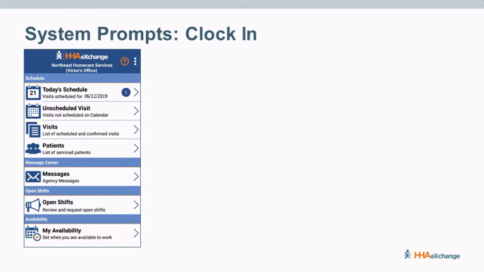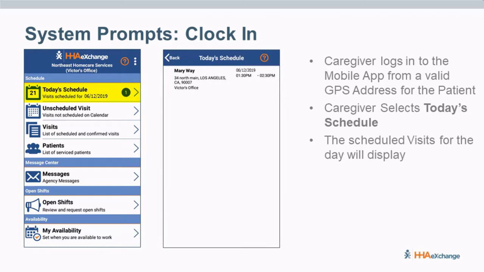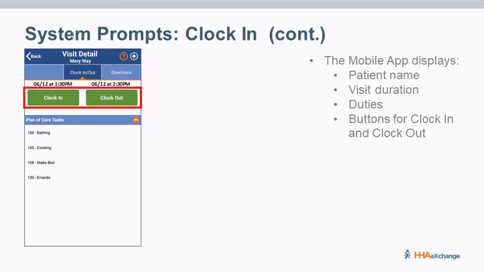At the beginning of the visit, the caregiver logs into the mobile app from a valid GPS address in the patient's profile. The caregiver then selects today's schedule. The scheduled visits for the day will display, and the caregiver selects the current visit. Then the mobile app will display the patient name, the visit duration, and the duties. There are buttons for clock in and clock out.